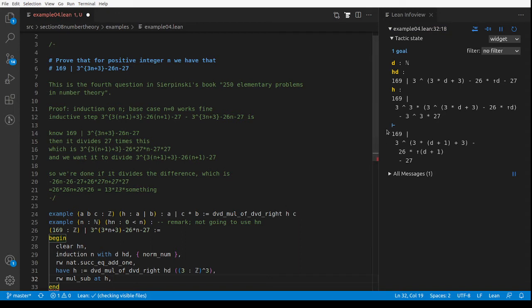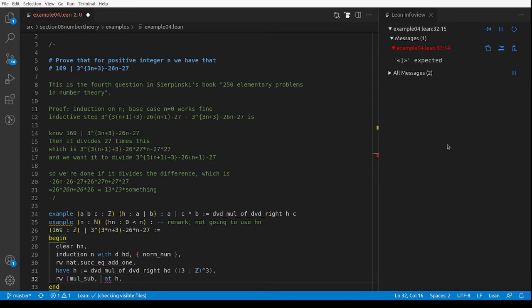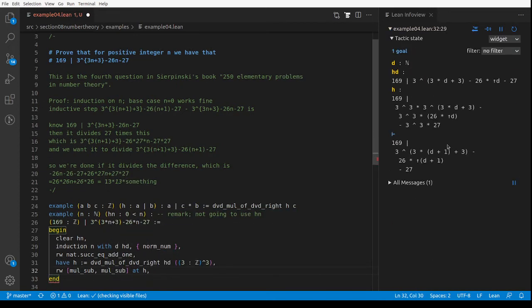And now I've got 3 cubed times 3 to the something. So now I want to do pow. What do I want to do? Pow_add or something. I'm just guessing what these are called. Oh, no, I haven't got it out yet. I need to do another mul_sub. That's interesting. Mul_sub. How about that? Bingo. So now I've got 3 cubed times 3.